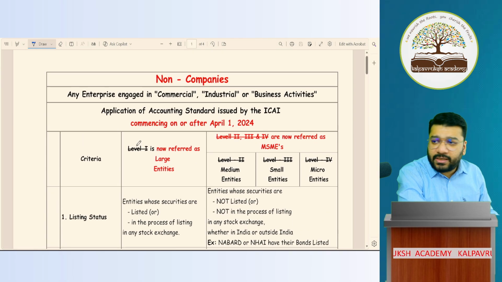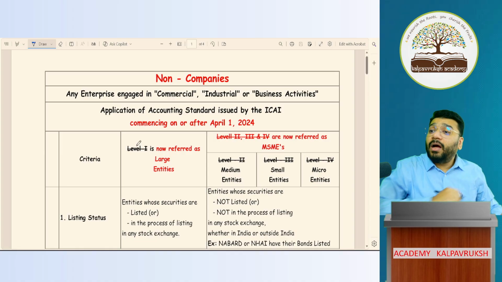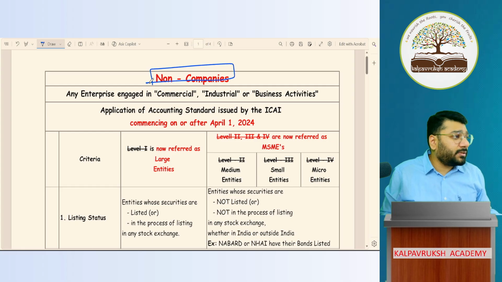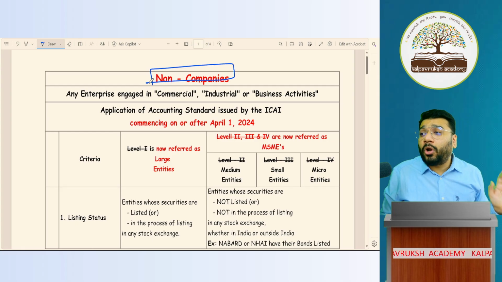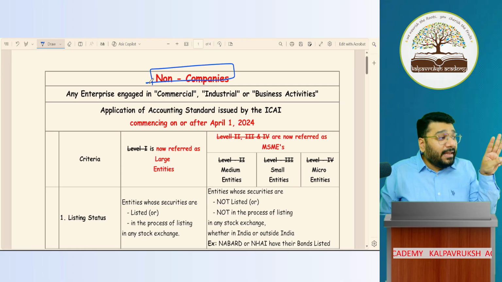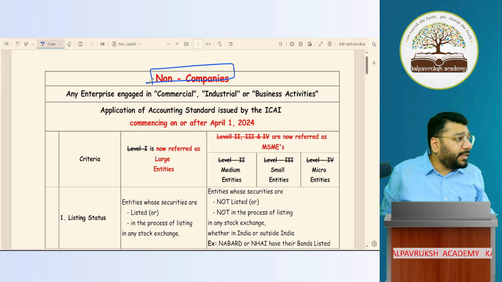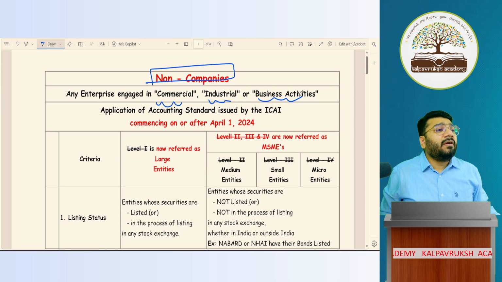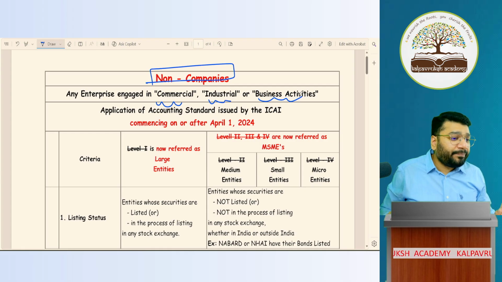Now, next, we are going to discuss the fresh topic for the day, which is again the applicability of accounting standards for non-companies, which is non-corporates. So, who all come under non-companies or non-corporates? Sole proprietorship concern, partnership concern, LLP, society, trust, all of these come under non-companies. So any non-corporates engaged again in the same commercial, industrial and business activities will have to 100% follow accounting standards based on their applicability levels. Now listen to me very carefully.